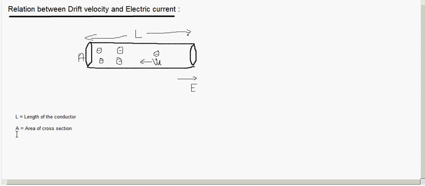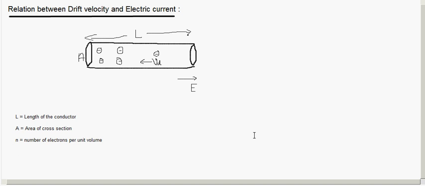Let small n be the number of free electrons per unit volume. Let this conductor have n, the number of electrons per unit volume. So the total number of electrons is obtained by n multiplied by the volume of the conductor. Now let us say E is the applied electric field. Vd is the drift velocity.